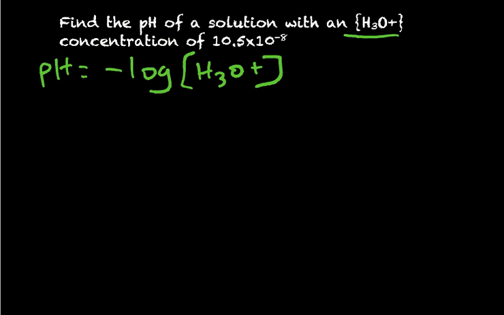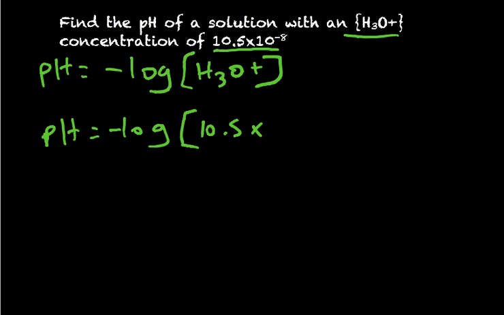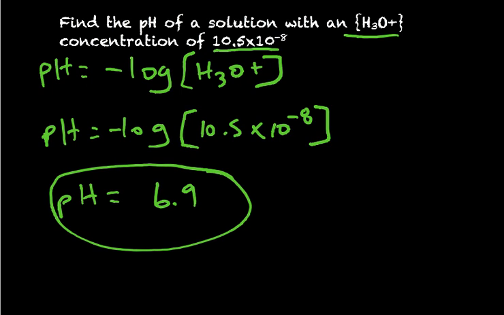In this problem again, we are given the H3O+ concentration, which is 10.5 times 10 to the negative 8. So all we need to do is plug it in to our equation. pH is equal to the negative log of 10.5 times 10 to the negative 8. Plug that into your calculator and you get pH is equal to 6.9. And that is your answer.